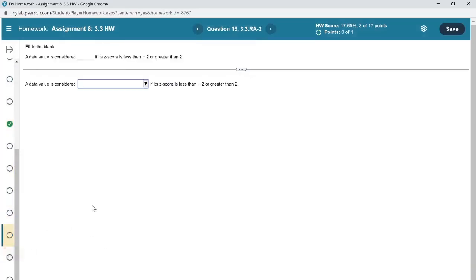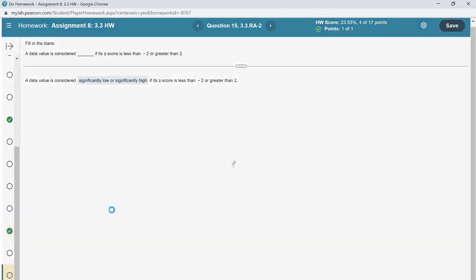Let's go to the next problem. Fill in the blank. A data value is considered dash if its G-score is less than -2 or greater than +2. So that means, from the options you have been given, it is significantly low or significantly high, if its G-score is less than -2 or greater than 2.